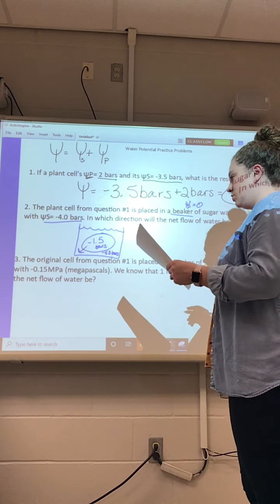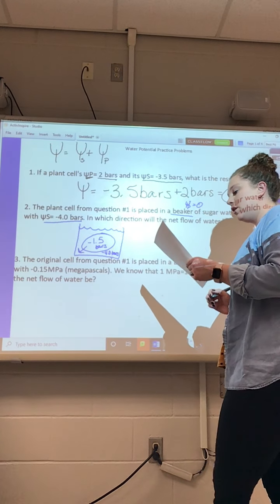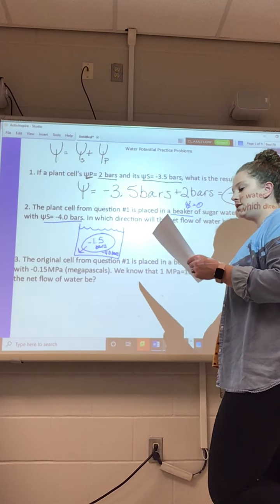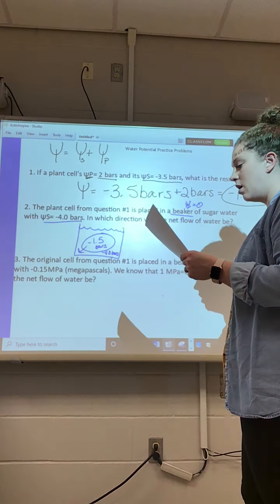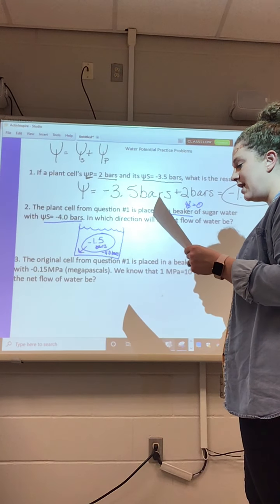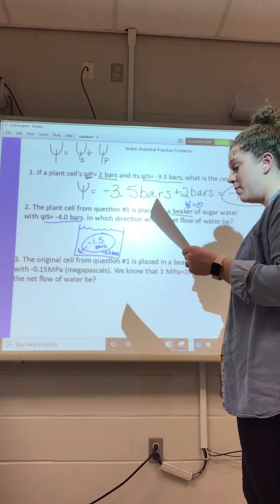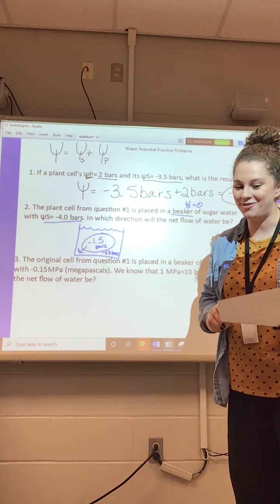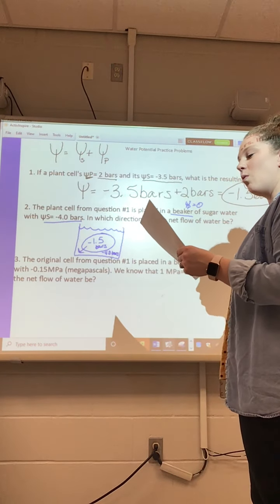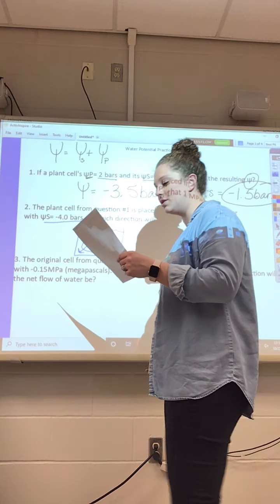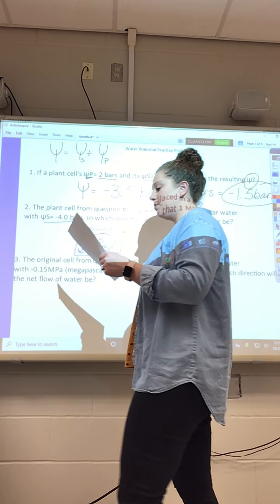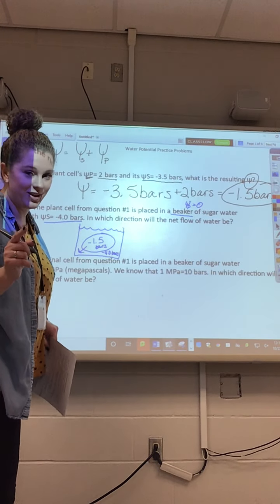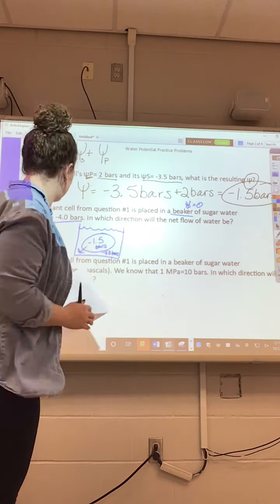Okay, so the next one. The original cell from question 1, we're still working with this cell, is placed in a beaker of sugar water with a solute potential of negative 0.15 megapascals. We have not worked with megapascals, but do not fret. We know that 1 megapascal equals 10 bars. In which direction will the net flow of water be? So I'm going to set up, if you took Mr. Lancaster, now's your time to shine.